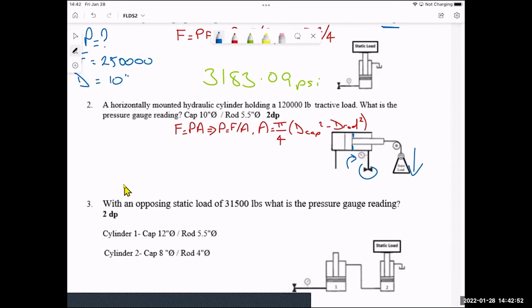And you should easily be able to get a solution of about 21,900.5 psi. Oh, I said it and then I wrote something else down. That would be the solution for that one.